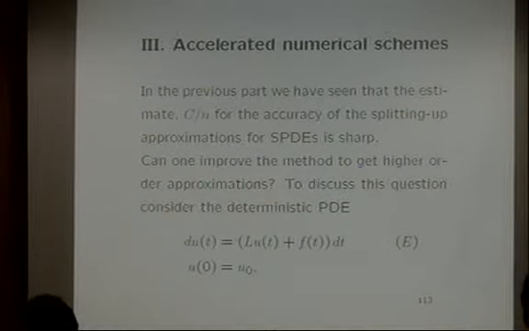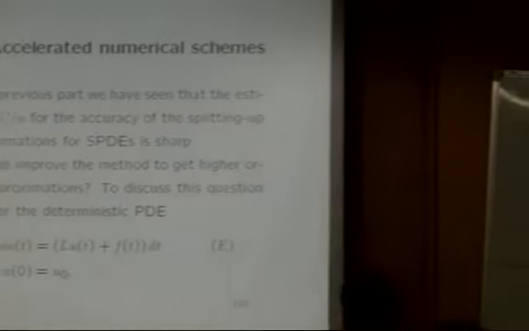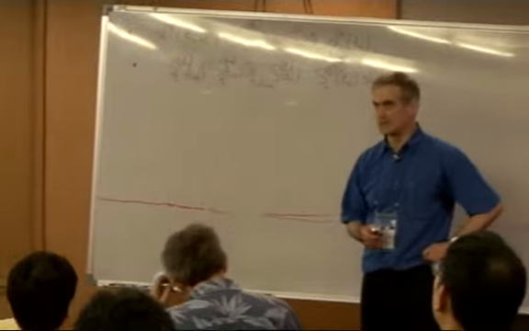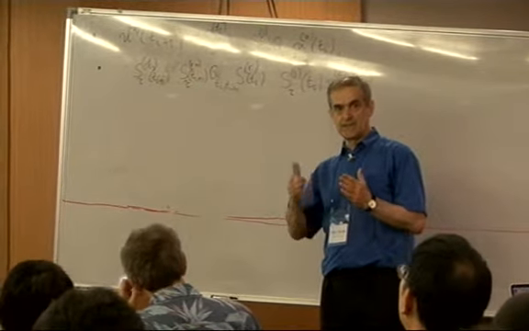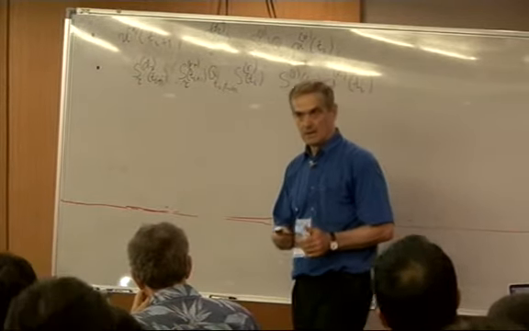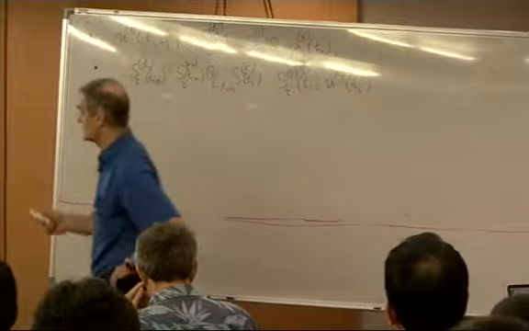So it turns out that the simple method which we have seen for the stochastic case, with some more work, and in fact very torturing calculations involved, can be used to get an expansion for the splitting up approximation. So this is what I would like to formulate now.